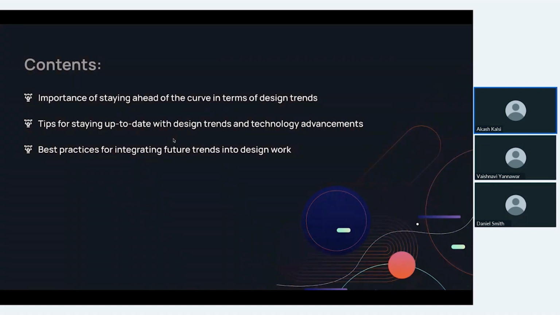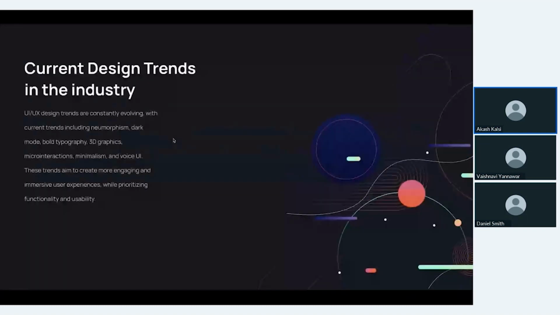Okay, so let's start with our first topic, which is current design trends in the industry. As we all know, UI UX design trends are constantly evolving over the past few years, whether it's neuromorphic design, dark mode, bold typography, 3D graphics, or illustrations, and so on. These design trends have always come to create more engaging and immersive experiences for the user and also prioritize the functionality and usability of our designs.